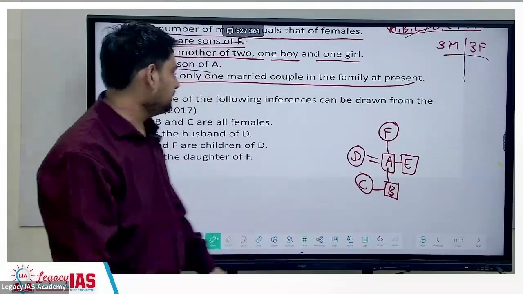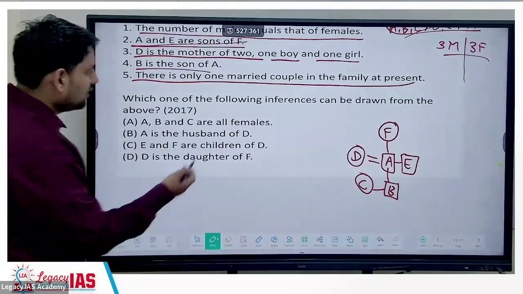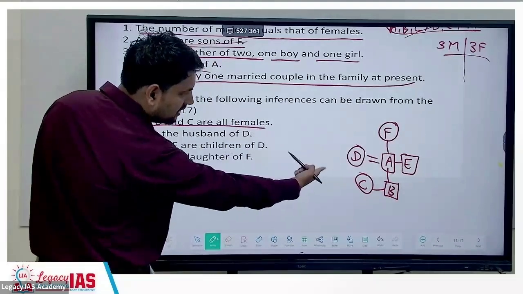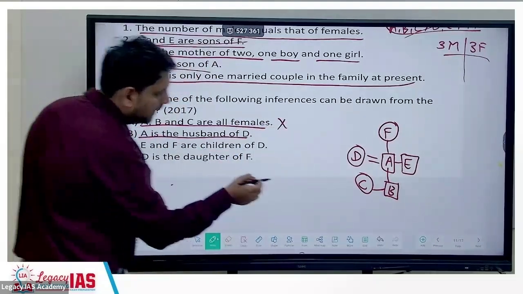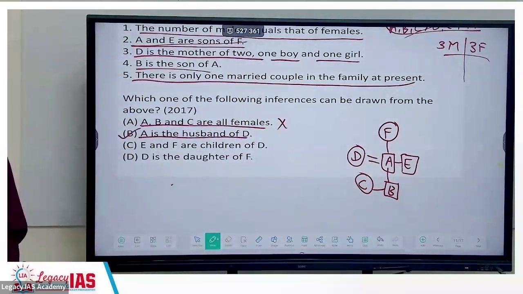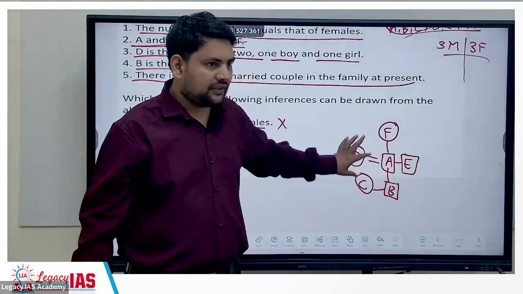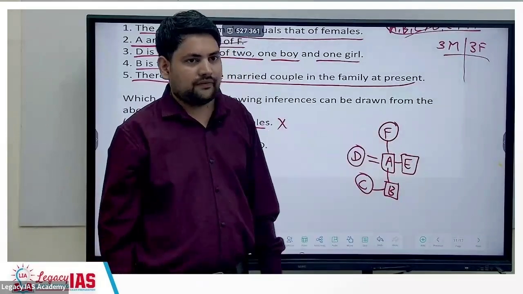Understood? Now, what they are asking is which of the following inferences can be drawn. A, B, C are all females? No. Then A is the husband of D. Yes, this is correct. This is how you have to do it. First you draw whatever is given, then you find the allocation of that one remaining person, where it should be. That's it.